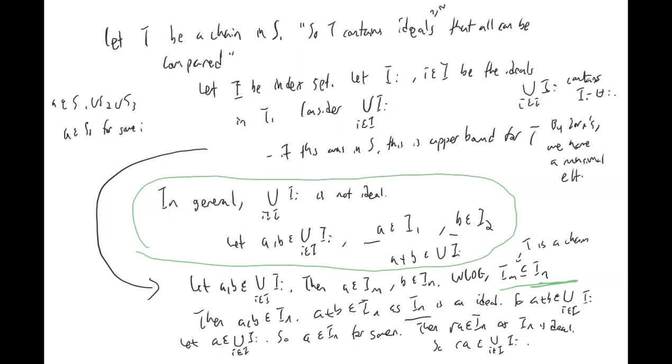The saving grace here is really that we have a chain. So we could show in this case the union is actually an ideal.